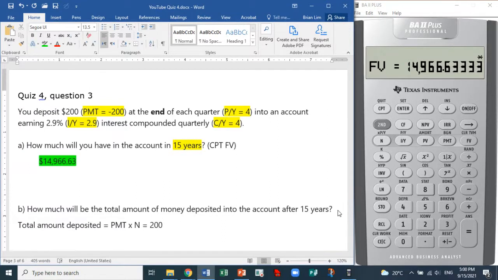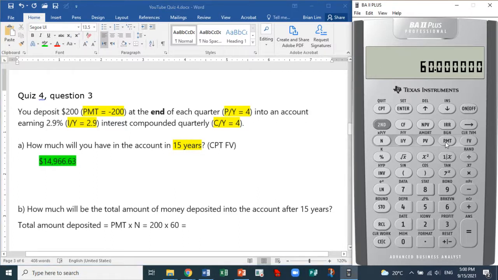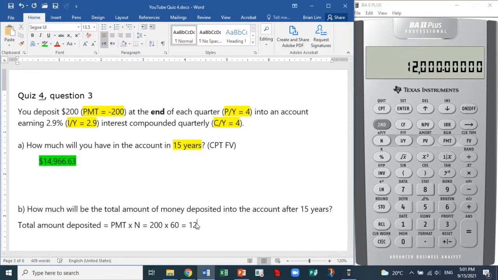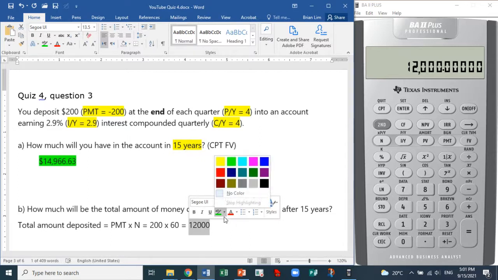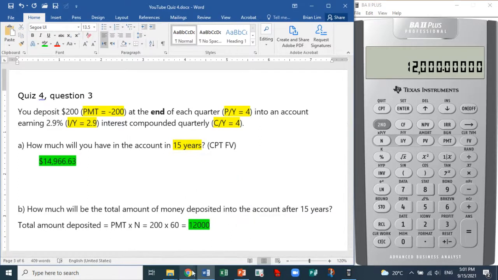Well, 200 times how much? N was 60. If we don't remember, recall n, and the answer was indeed 60, and then we press equal. So we could multiply and recall the payment, make it positive, press equal, and we get $12,000, right? So 12,000 should be the answer for the total amount deposited.